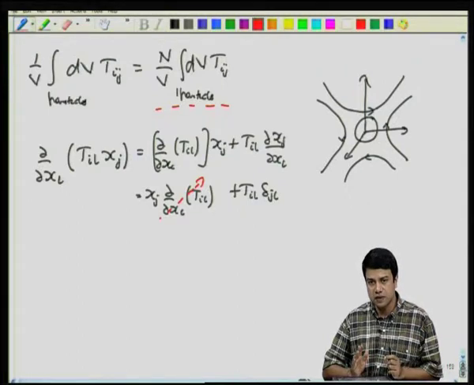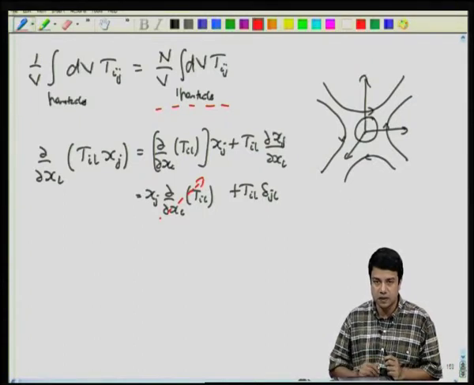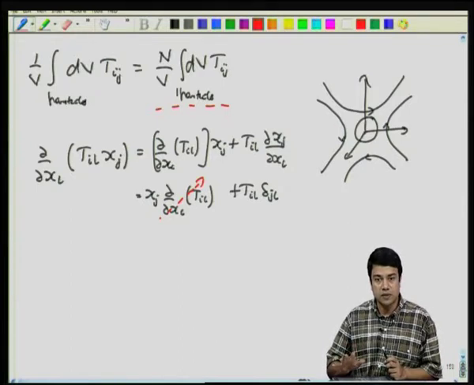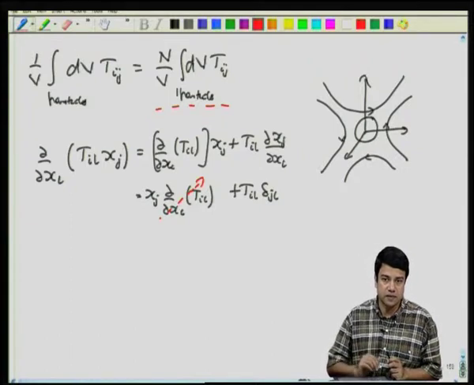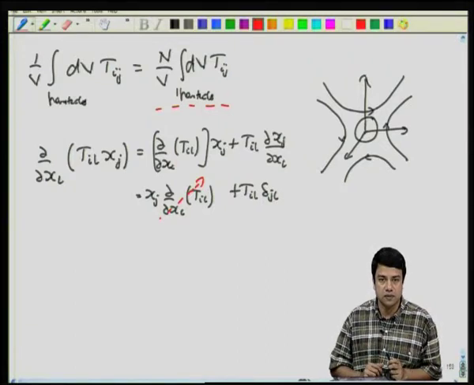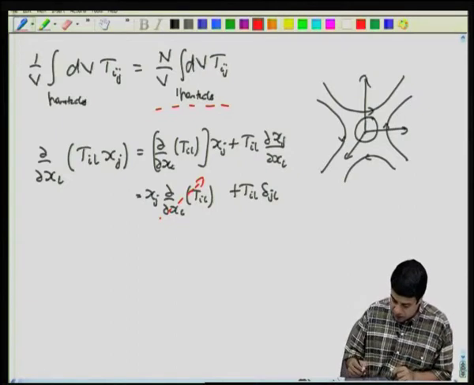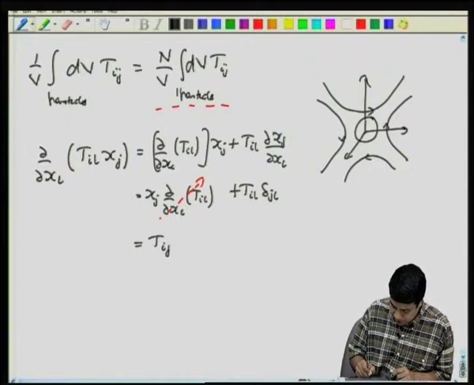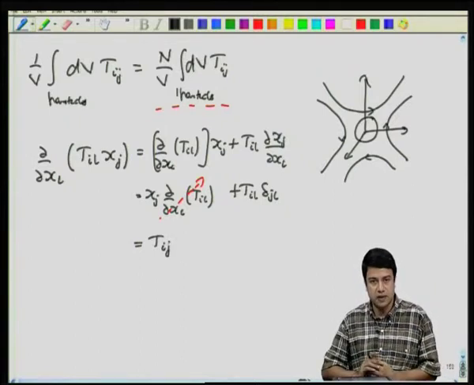And even though the constitutive relations are very different, for a solid elasticity and fluid viscosity, viscous flow of a fluid and the elastic deformation of a solid, the momentum conservation equation will still tell you that the divergence of the stress is balanced by the body forces and inertial forces. And if those are negligible, the divergence of the stress in the solid also has to be equal to 0. Okay. So, if this is equal to 0, I just get that partial by partial x_L of T_iL x_j is equal to T_ij, that is the stress tensor itself.